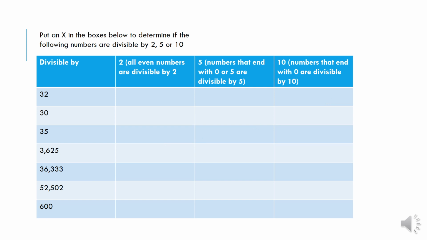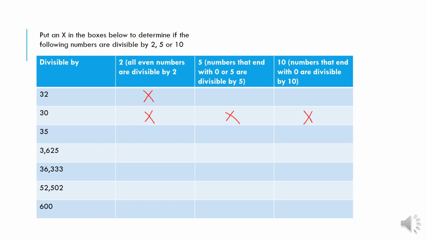So let me fill the table here. 32 is divisible by 2. It's not divisible by 5 or by 10. 30, it is divisible by 2, by 5, and by 10.